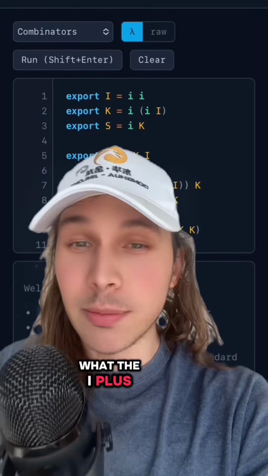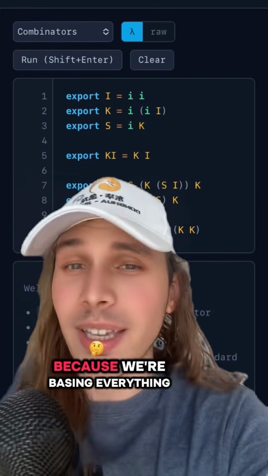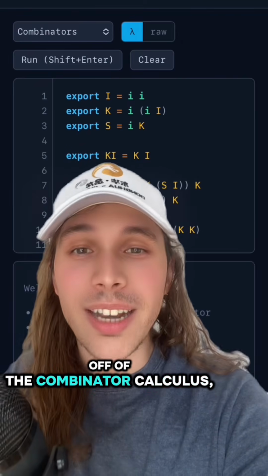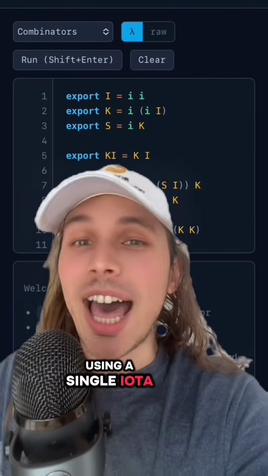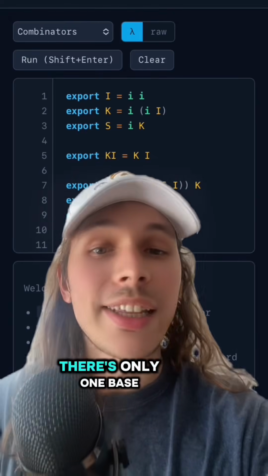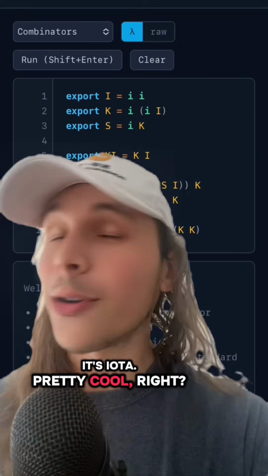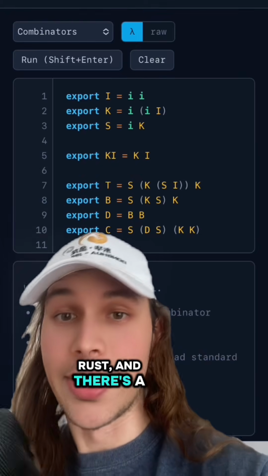Now, what the I++ language may lack in Google-ability, it also lacks in usability, because we're basing everything off of the combinator calculus, using a single iota combinator as the basis for every single function. This is Turing complete. There's only one base function in the language. It's iota. Pretty cool, right? But it's written in Rust and there's a REPL online.